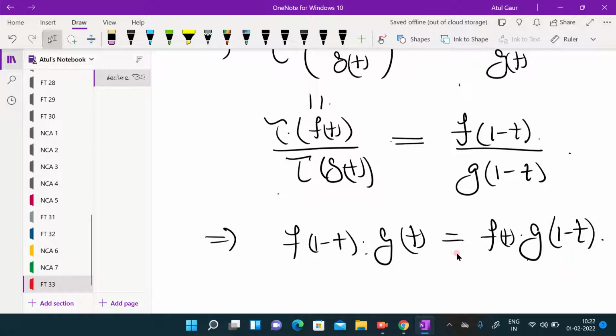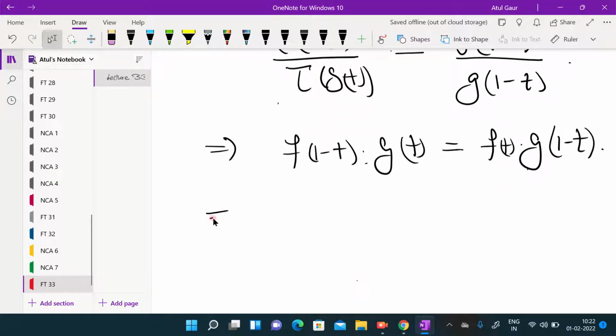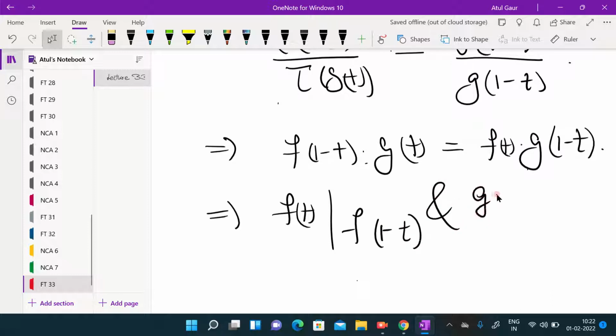Again, because GCD of f(t) and g(t) is 1, f(t) divides the right hand side, so it will divide the left hand side. Same argument, right? So you can conclude that f(t) divides f(1 minus t) and g(t) divides g(1 minus t). Exactly the same argument we have used in the previous case while determining the fixed field of sigma. One more thing, the degree of f(t) is the same as the degree of f(1 minus t), and the degree of g(t) is the same as the degree of g(1 minus t).